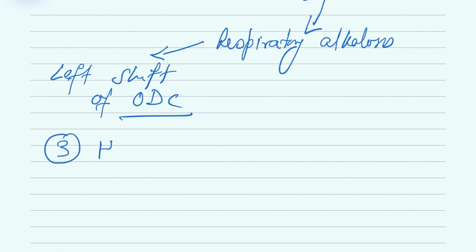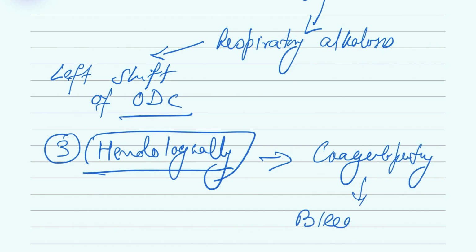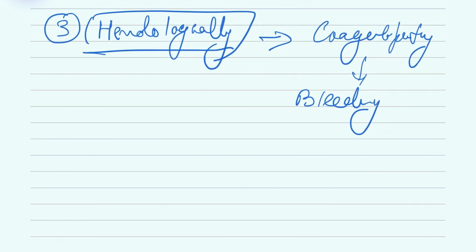The third system involved will be the hematological system, and it will lead to coagulopathy and a high risk of bleeding. So we have to take care of that. We have to understand that the patient may start bleeding after developing hypothermia, especially if the surgery is going on.